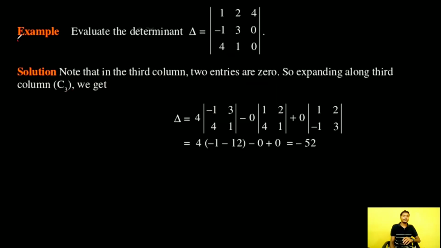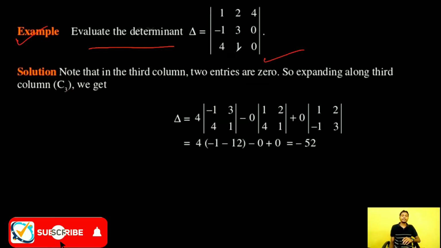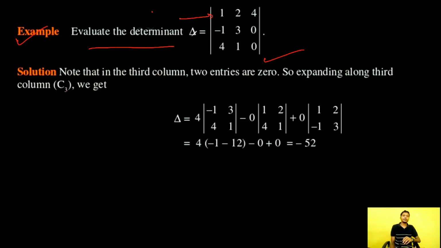Okay. For example, evaluate this determinant. We can expand this determinant along the first row, row number 2, row number 3, or column number 1, column number 2, or column number 3. Since column number 3 contains two elements that are 0, if we expand this determinant along column number 3, it will be a little bit easy to simplify. So if we expand this along column number 3, we will have this: minus 52 will be our solution.